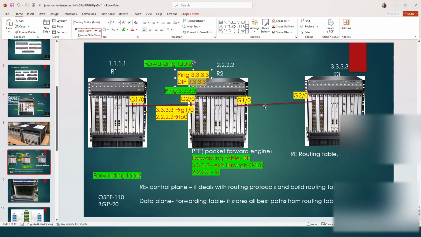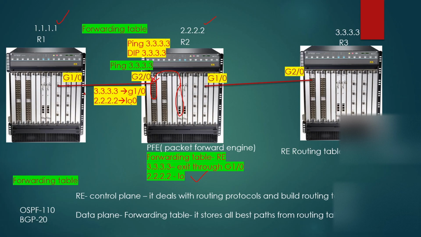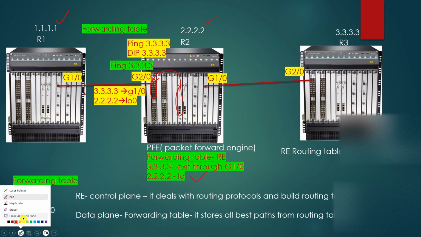What is the destination IP? 3.3.3. Since this interface is part of the packet forward engine, and this packet forward engine has a forwarding table, it will check in the forwarding table. So the route lookup, the destination IP route lookup, is happening where? Within the PFE, within the packet forward engine only. So do I have a route in our forwarding table? Yes. To reach 3.3.3, I need to exit through G1/0.